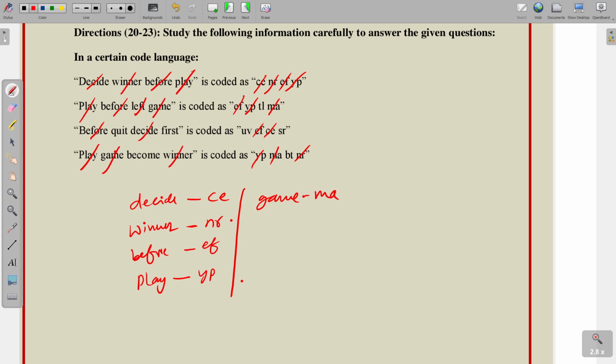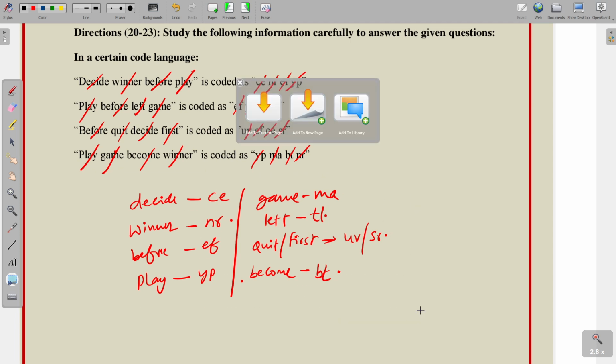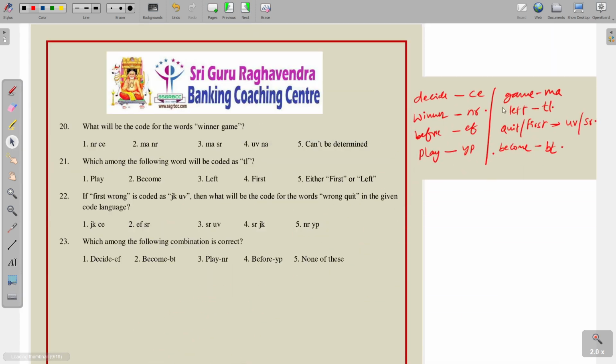Remaining left, so what is the code for left? That is TL. Next, quit and first. There is no other code for these two words, so either UV or SR. Remaining, become. What is the code for become? That is BT, so become is coded as BT. So these are the codes for each and every word. Let us move on to the questions.